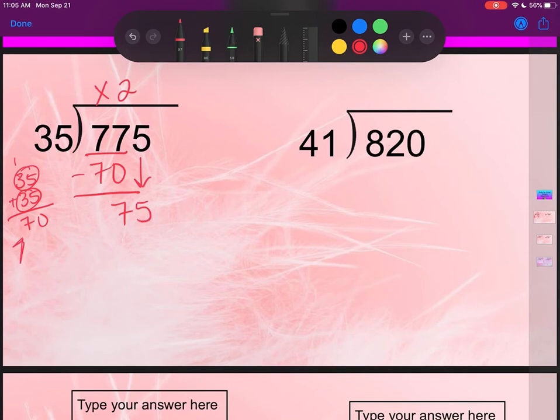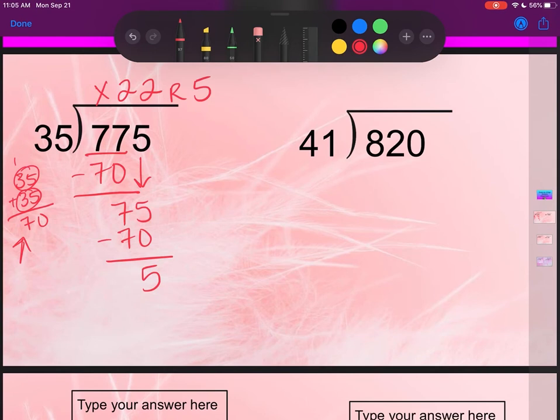So I know 35 can go into 75. We said that 35 twice was 70, right? So that's still close enough. So I'm going to say 35 goes into 75 2 times again. 2 times 35 was 70, and I subtract and I get 5. So my answer would be 22, remainder 5.